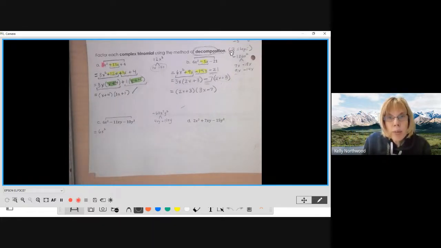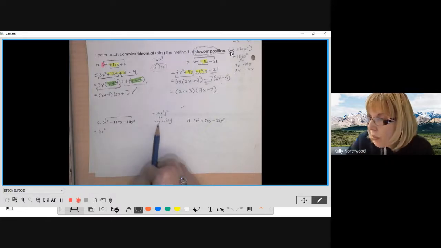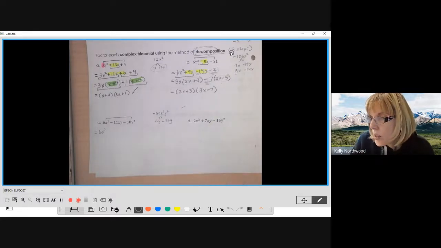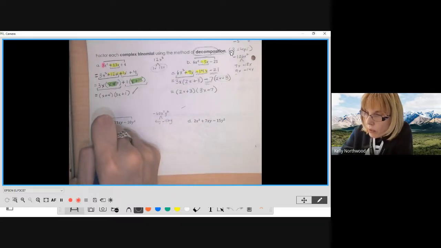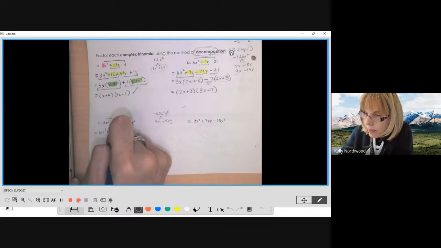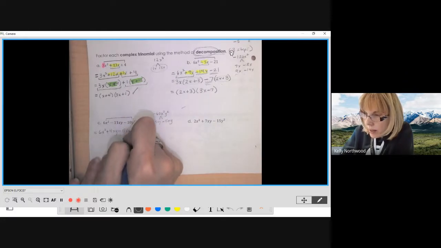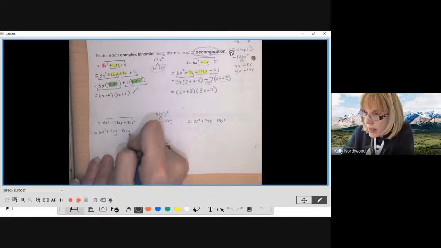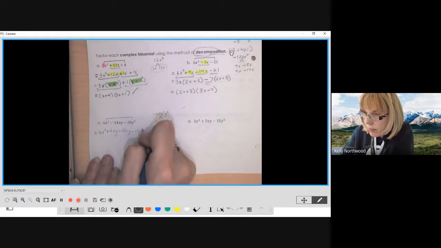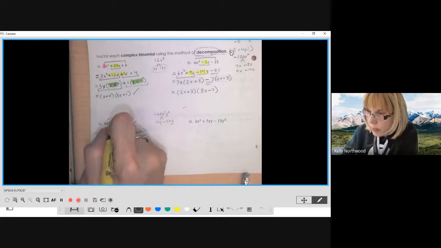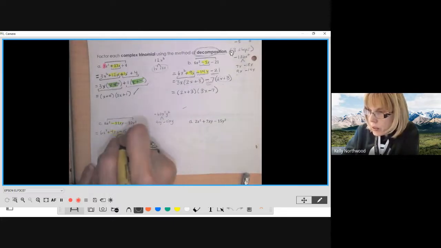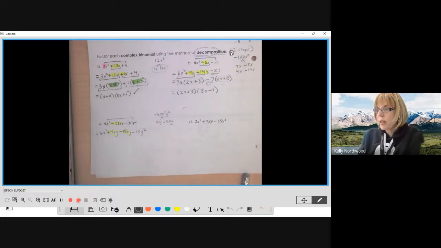So what has more in common with 6x squared? 4xy or negative 15xy? I'm going to pick the 4xy because I know 2 goes into both 4 and 6. And then negative 15xy. And then minus 10y squared. So on the decomposition step, you're just decomposing the middle term into two terms that allow you to factor by grouping.